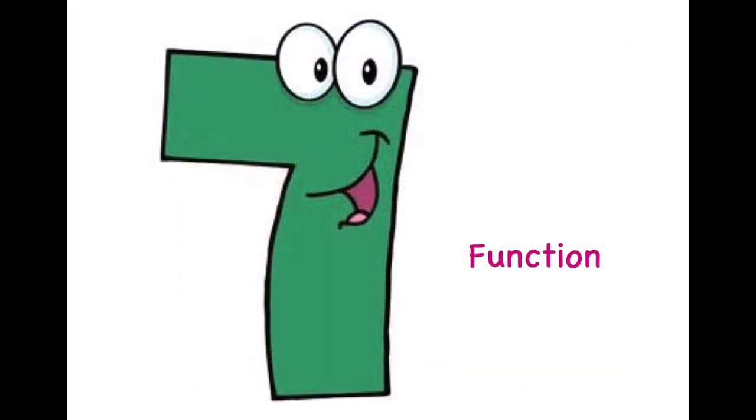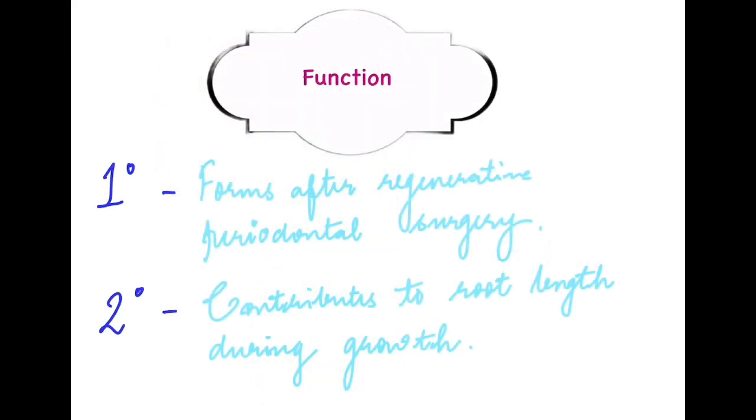So the seventh difference is between the function of cellular versus acellular cementum. The primary cementum forms after regenerative periodontal surgery, whereas the secondary cementum contributes to the root length during the growth of the root, right? So these are some of the functions.